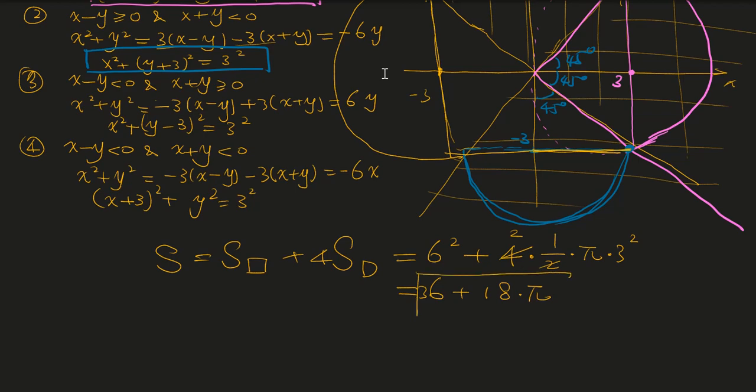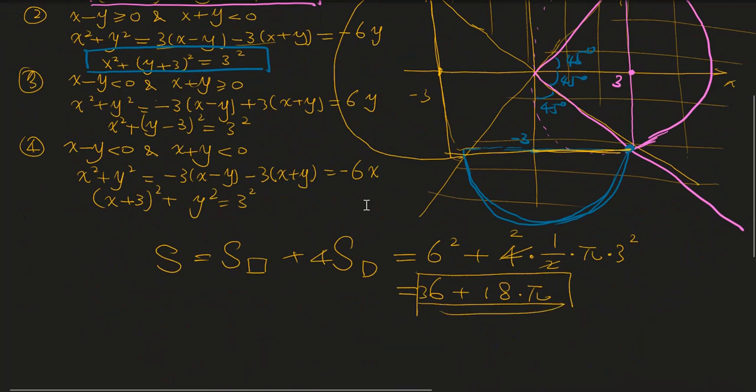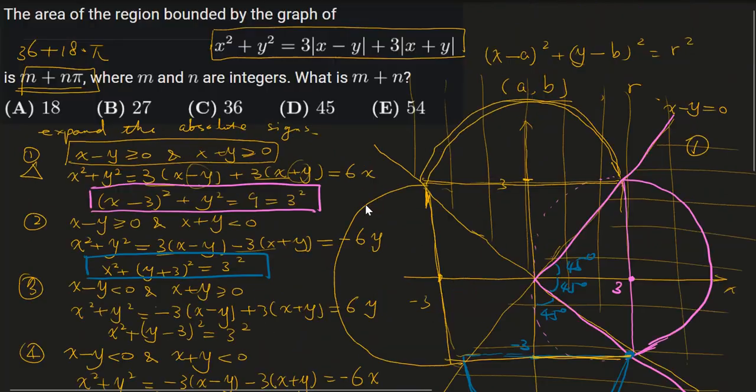Therefore, our desired area is this. And now let's look at the choices. We want the final answer to be written in this format, right? Remember, that number is 36 plus 18 times pi. Let's confirm that. This is our answer. And we want to select a choice that gives m plus n. m is 36, n is 18. So 36 plus 18 is 54. Therefore, E is our choice.